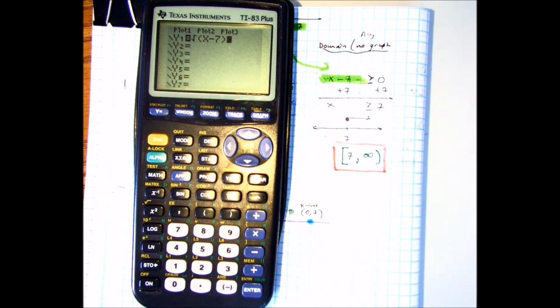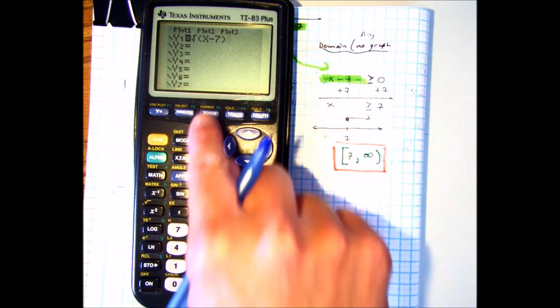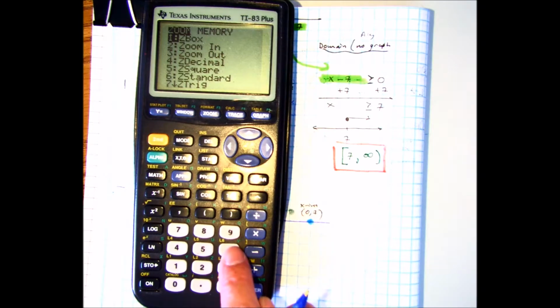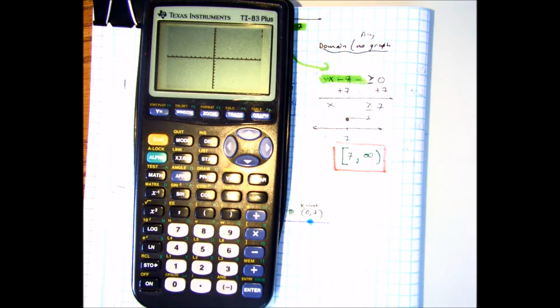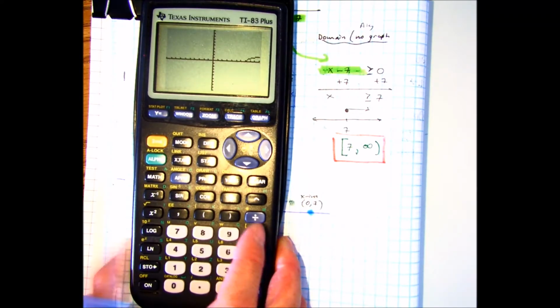Partner A, tell partner B, what are the next calculator commands to get a graph on your graphing calculator? Macy, what are our next buttons? Zoom 6. Did you guys see it?